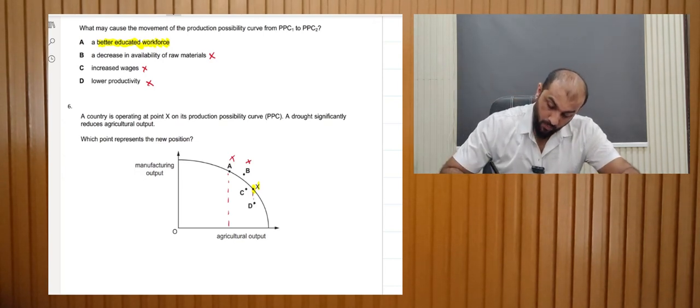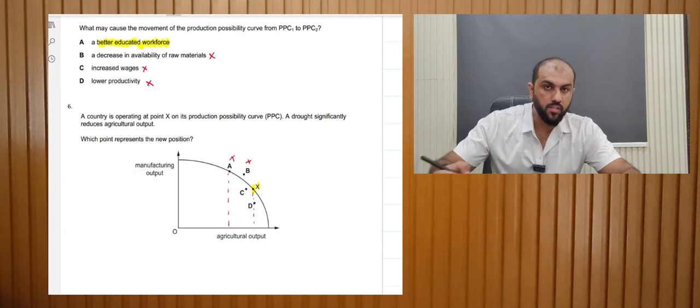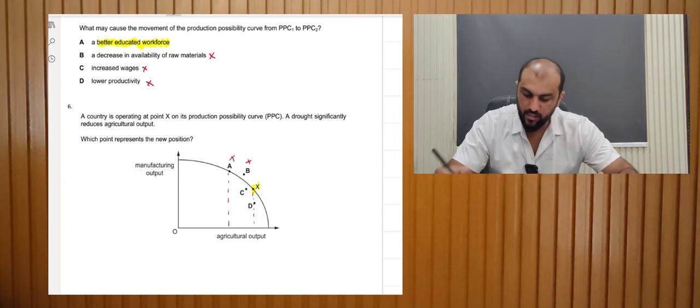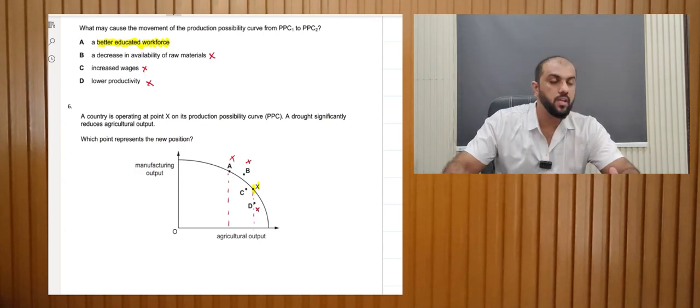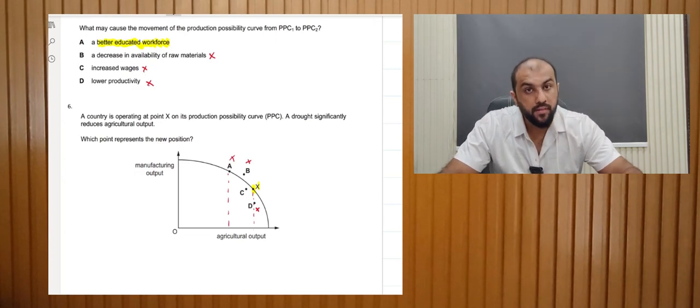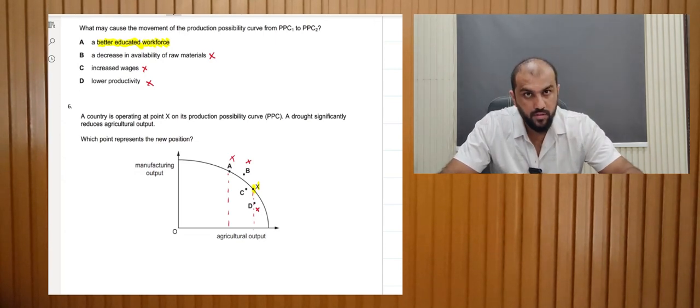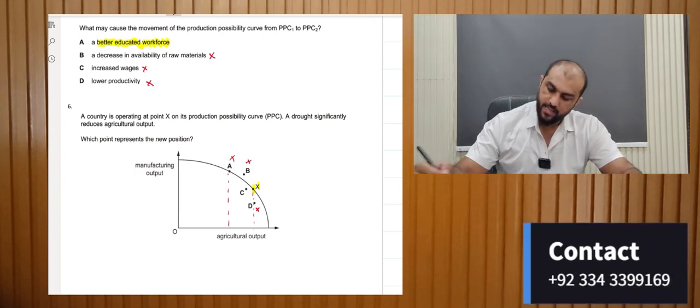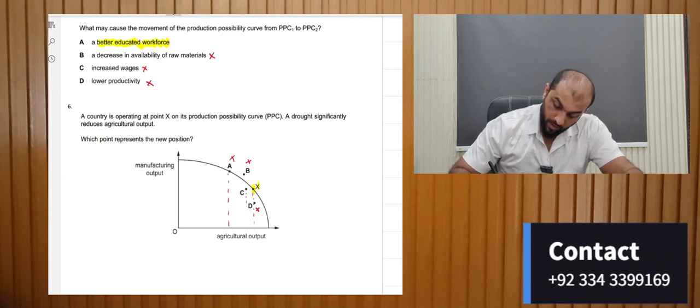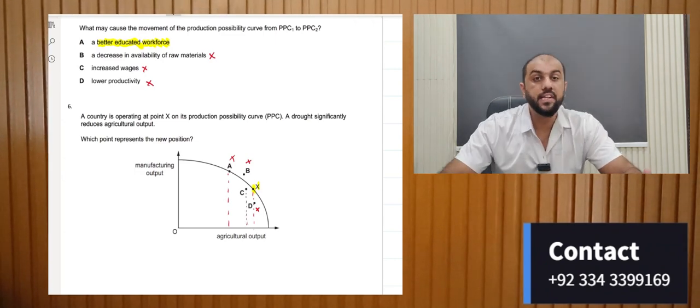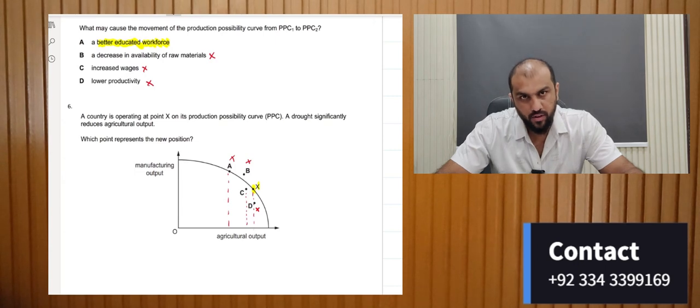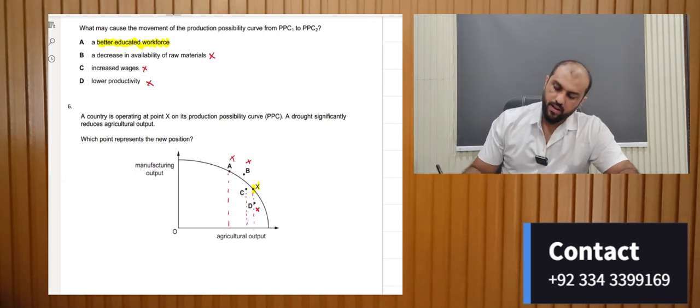Now, if we look at point D and X, they are on the same line. So D is also incorrect because we are producing the same amount of agricultural goods and the drought would reduce the production. So D is incorrect. C is the right answer because movement from X to C reduces the production of agricultural goods, right? So C is the right answer.